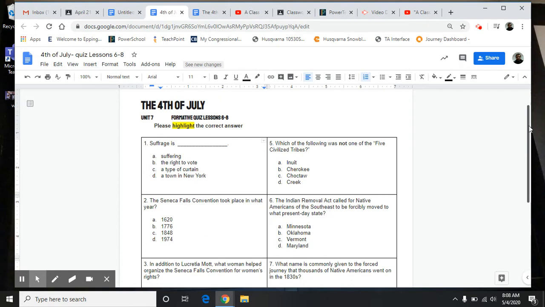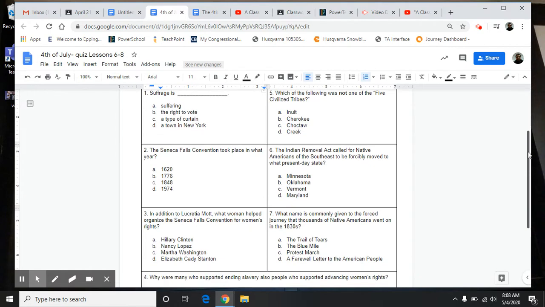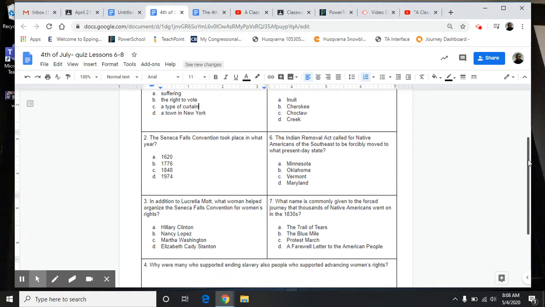Number one, suffrage is the right to vote. B, right, not suffering, even though it doesn't sound like a pleasant word. Jumping over to number two, Seneca Falls Convention, 1848. Number three, that would be Elizabeth Cady Stanton, D.